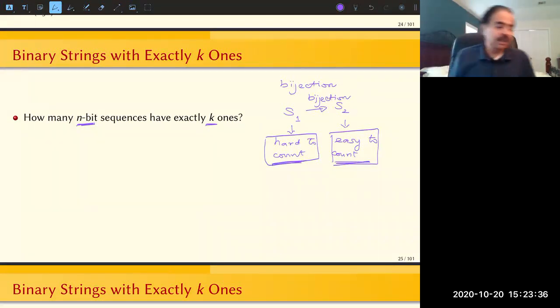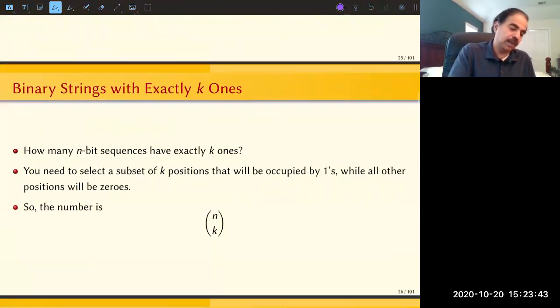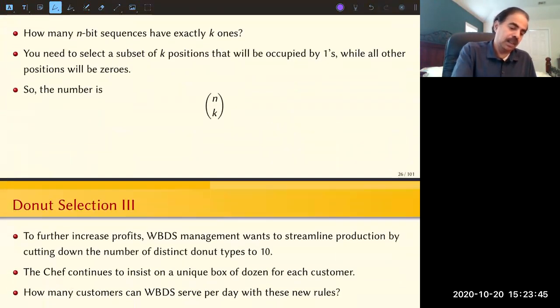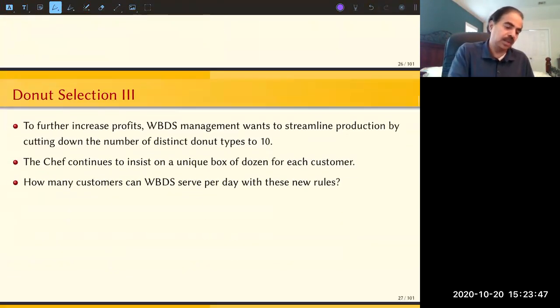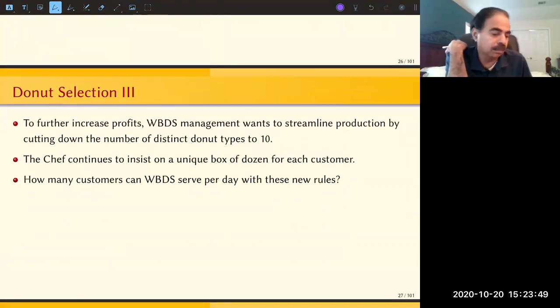And this is one of the first examples where we are going to see this play out, okay, in this donut example, right? So let's go through the problem again. So we have the donut problem.